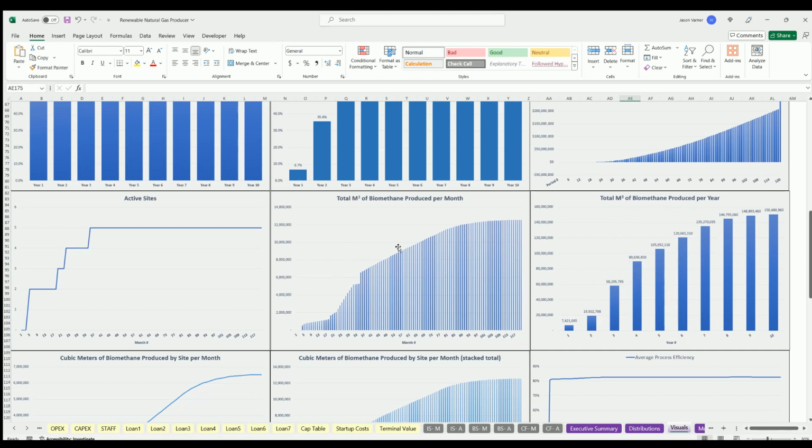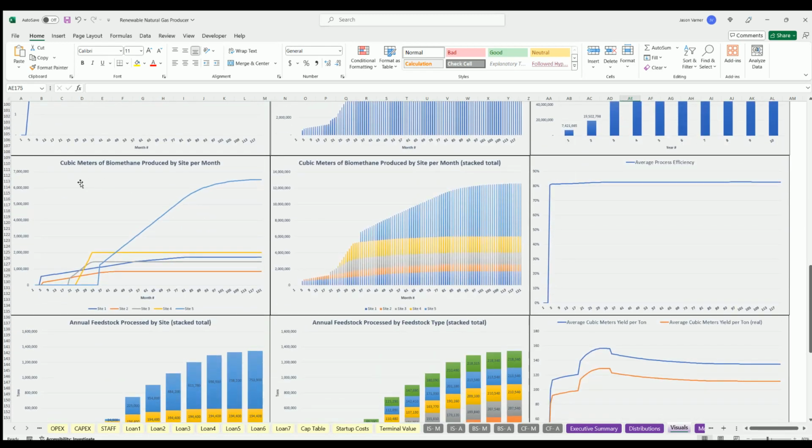Total cubic meters of biomethane produced, total cubic meters of biomethane produced per year. This is per month. Cubic meters of biomethane produced by site per month, different lines for different sites. Same chart here as this one, except we're now stacking, so you can see the total cubic meters of biomethane produced in a month, and within that month, what sites are making up the production.